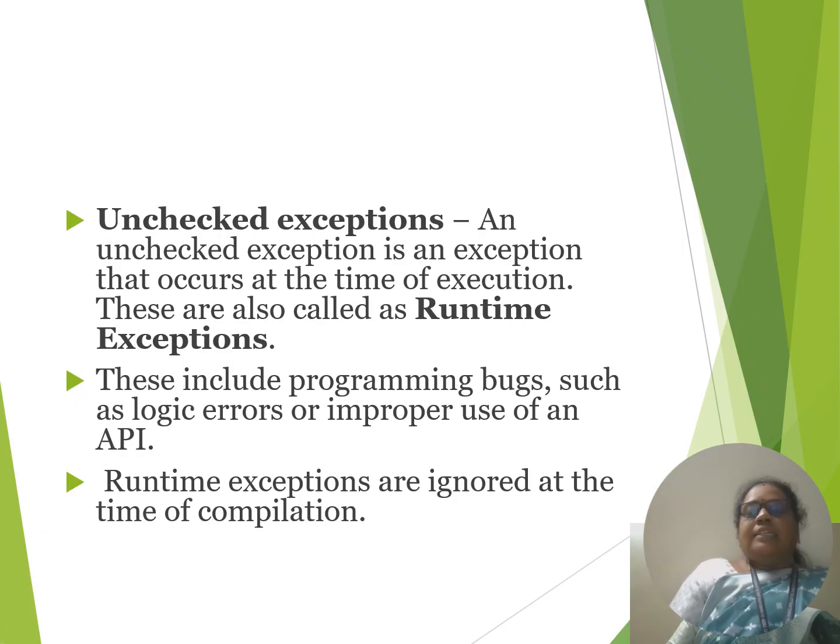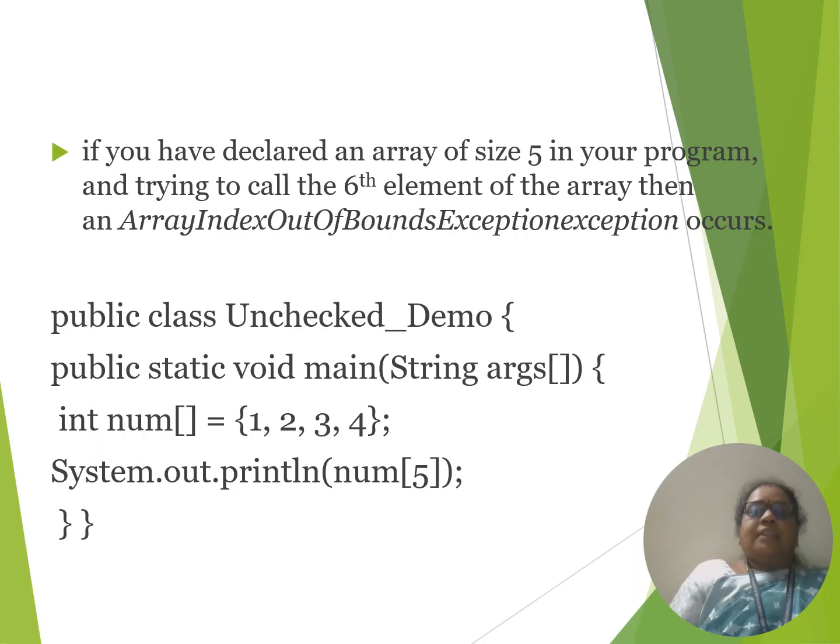Unchecked exception. An unchecked exception is also called a runtime exception. An unchecked exception is an exception that occurs at the time of execution. These are all called runtime exceptions. These include programming bugs such as logical errors or improper use of API. Runtime exceptions are ignored at the time of compilation. The compiler will not notify the runtime errors.